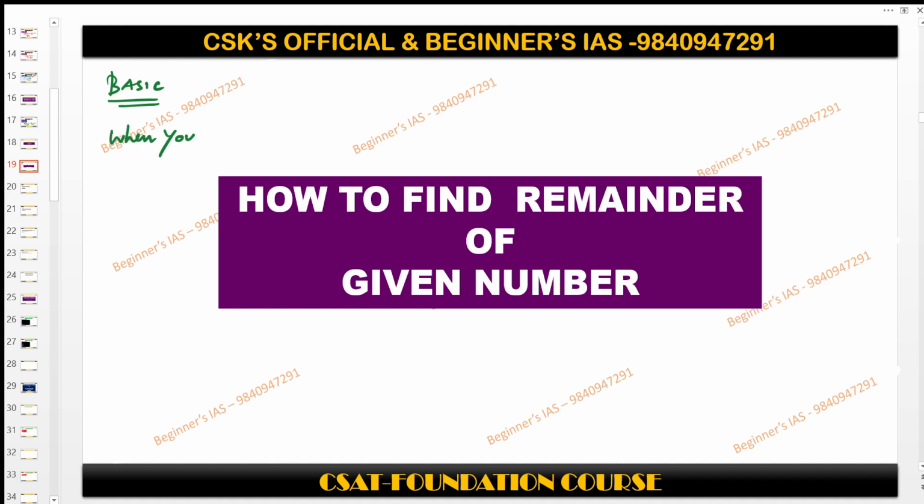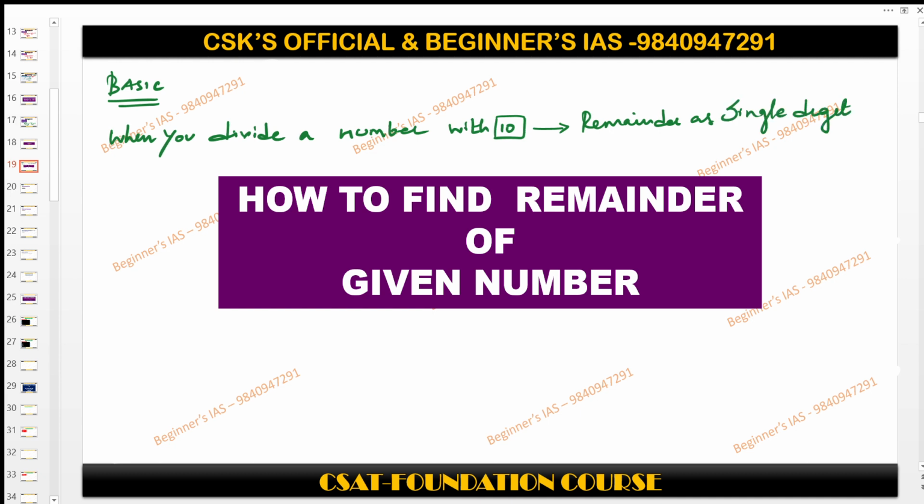The basics is, when you divide a number, whatever be the number, with 10, you will get the remainder as a single digit. Please remember, single digit only you will get.